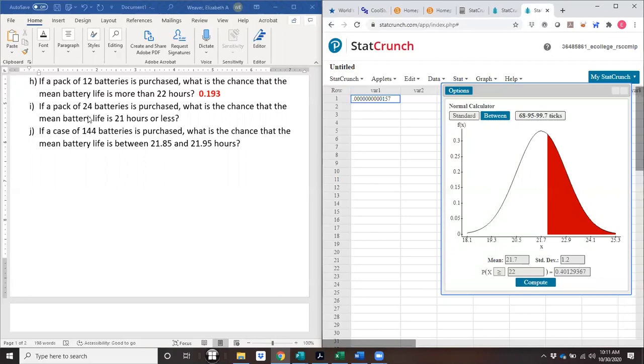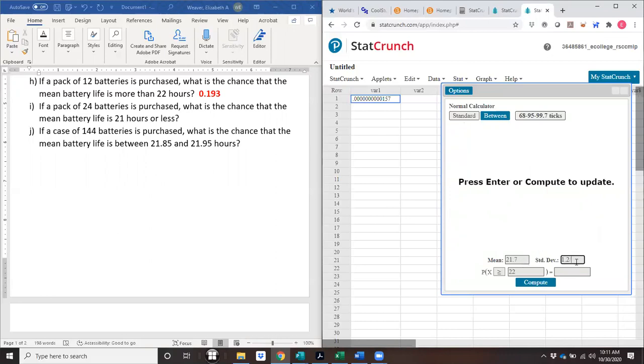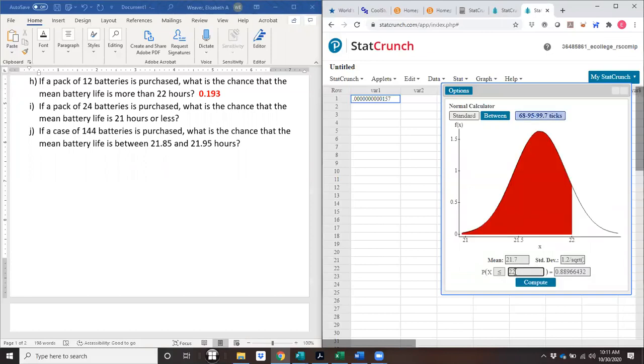All right. Next up says if a pack of 24 batteries is purchased, what is the chance that the mean battery life is 21 hours or less? All right, so again, now we're going to change, and we're going to say square root of 24. And we want to change our symbol to less than, and we need to change our value to 21. Then we can compute. Now, there's that teensy tiny way over here. So just this little bitty bit here in the tail. It's a very small chance.